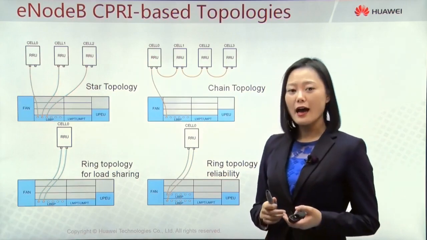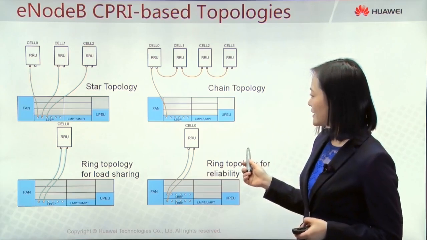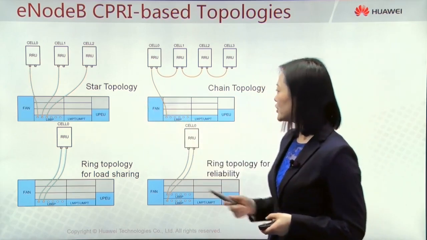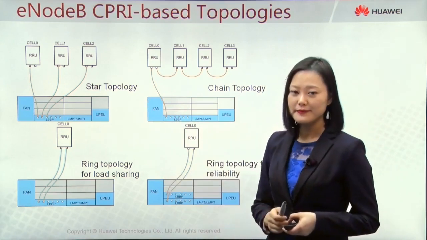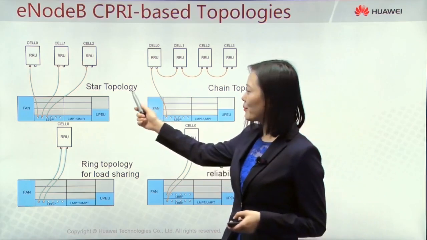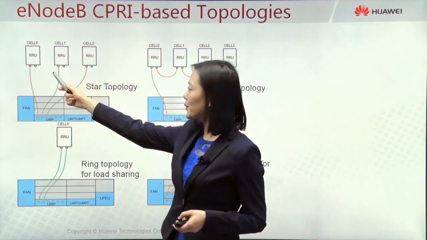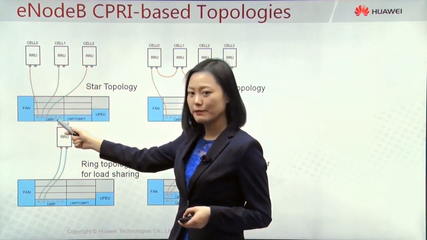Well, for the RRU connection, this slide listed there are totally 3 types: star topology, train topology, ring topology. The first, star topology, is most common. Each RRU connects with a different CPRI port on the BBP board.